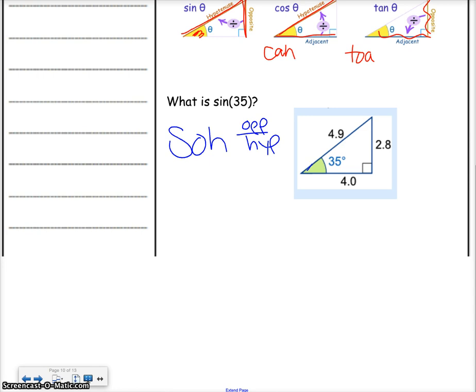So looking at my 35-degree angle, what's opposite of 35? What doesn't touch it? 2.8. Over, what's the hypotenuse? Yep, 4.9 because it's opposite the 90 degree. So it's 2.8 over 4.9. We're going to go ahead and turn those into a decimal. And that's 0.57. So 0.57.